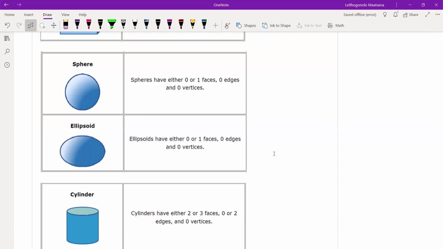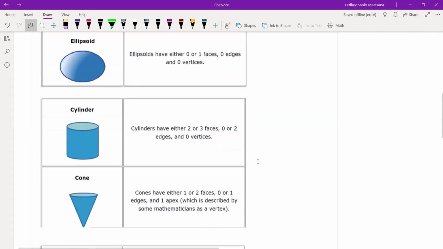The next one we have is an ellipsoid. And the ellipsoid is just like a circle. It has 0 faces, or we can say 1 face, 0 edges, and 0 vertices. A good example of an ellipsoid is a rugby ball, and a good example of a sphere is a circle.